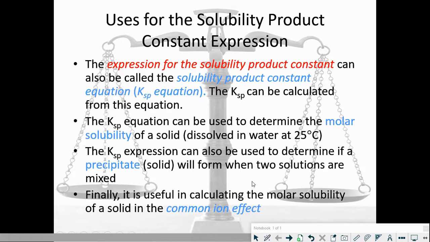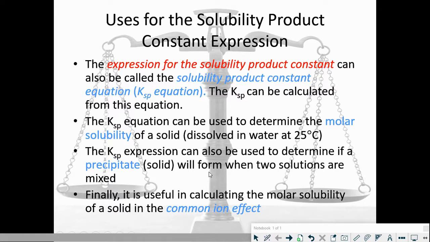So let's get some definitions out of the way here. The solubility product constant expression can also be called the solubility product constant equation, or KSP equation. So the KSP can be calculated from this equation. That's the first purpose of this equation. The second purpose is to find the molar solubility. That is to say, how much will a solid dissolve into water in terms of moles per liter.